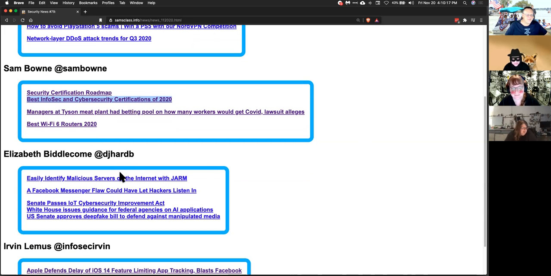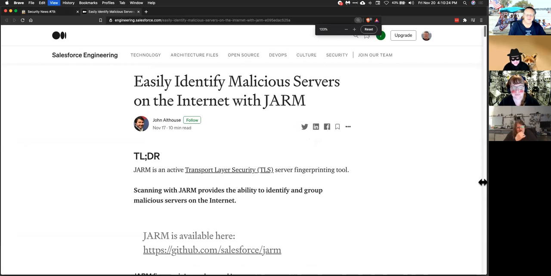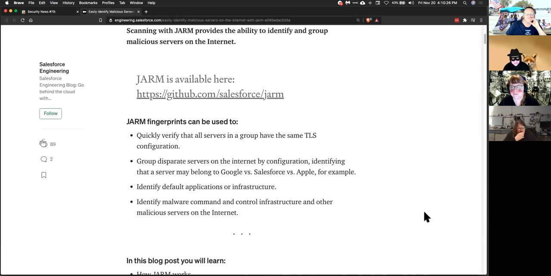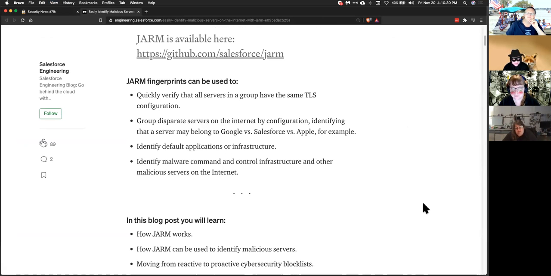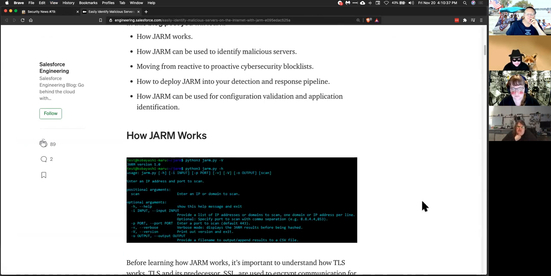Oh, yeah. Anyway, and so JARM, what the heck is JARM? I thought this was interesting. It's just a tool that essentially leverages TLS fingerprinting to find malicious servers. It was just kind of a cool implementation, I thought.